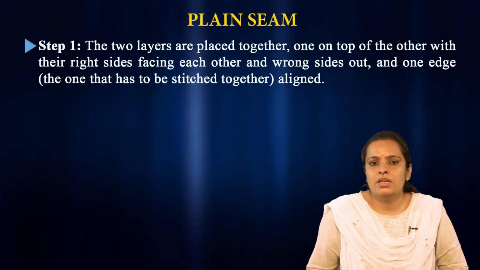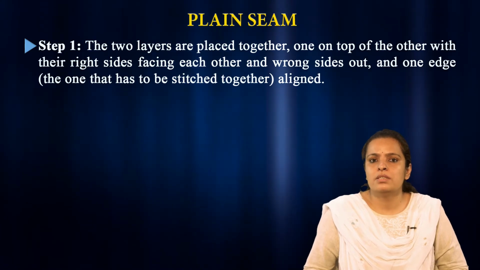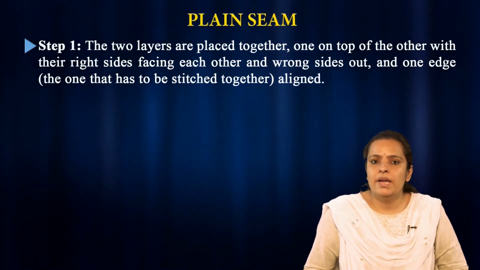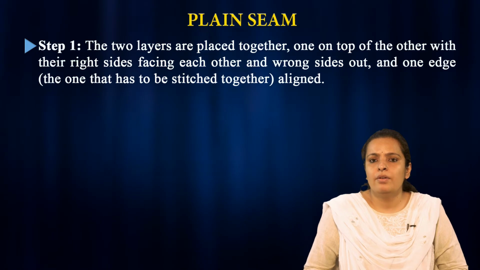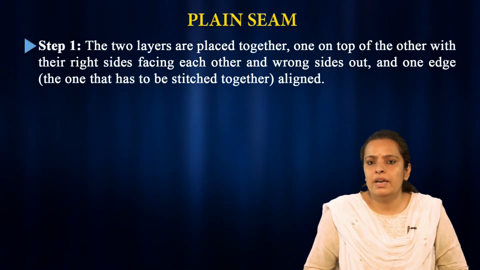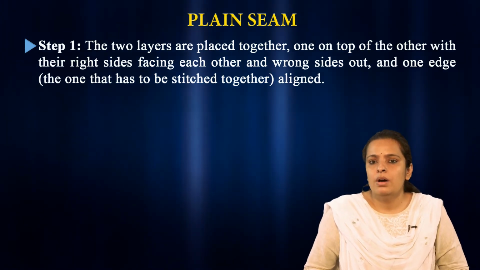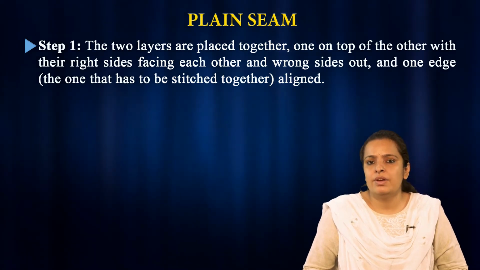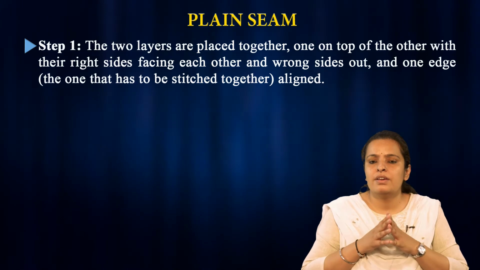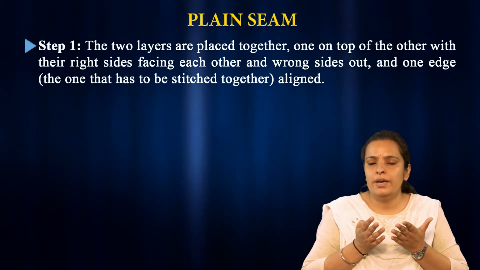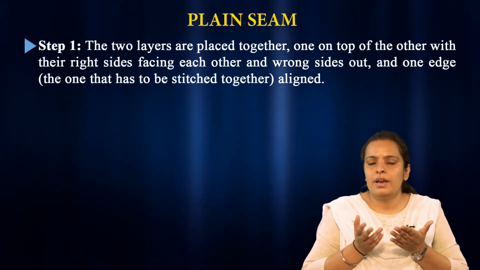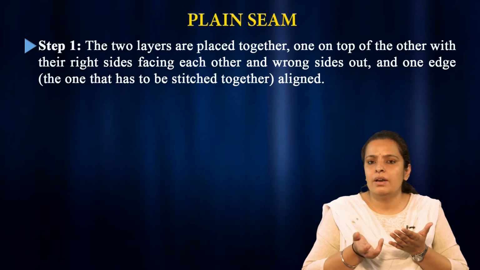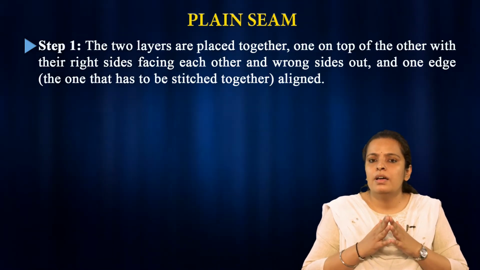Then what steps should we follow to construct a plain seam? So the first step we should follow is, if we have two layers of fabric, we place both layers of the fabric together, one on top of the other with their right sides facing each other. Like if we have two pieces of fabric, one will be the wrong side and one will be the right side.